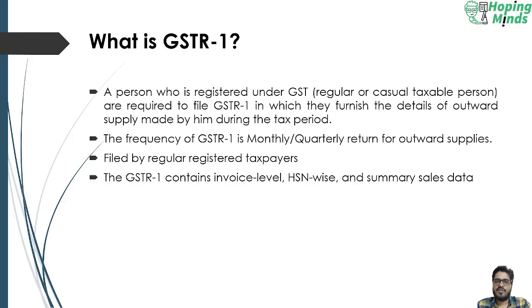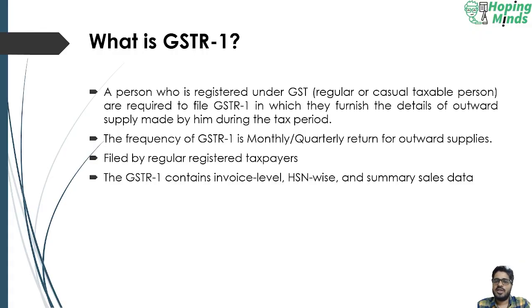So what is GSTR-1? A person who is registered under the GST as a regular taxpayer or a casual taxable person is required to file GSTR-1 in which they furnish the details of outward supplies made by them during the reporting period. In short, in GSTR-1, your sales data is required to be disclosed. Then the frequency of GSTR-1 is monthly or quarterly return for outward supplies.